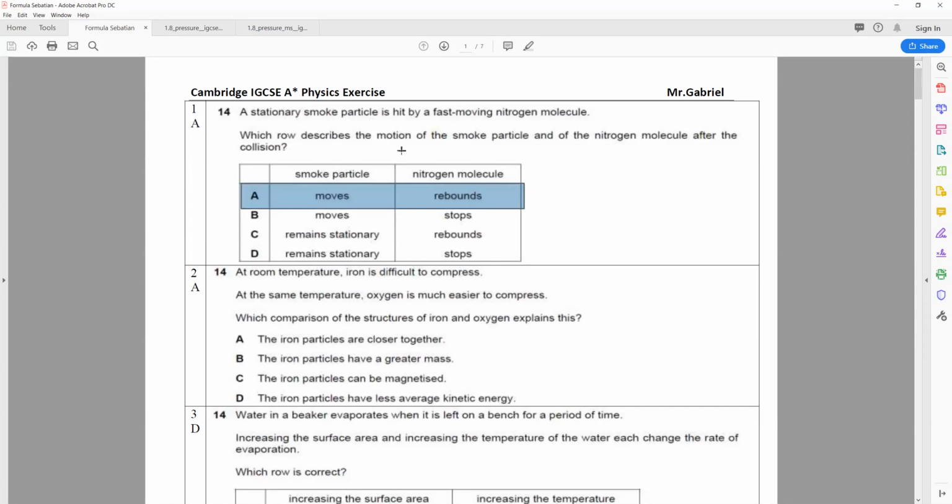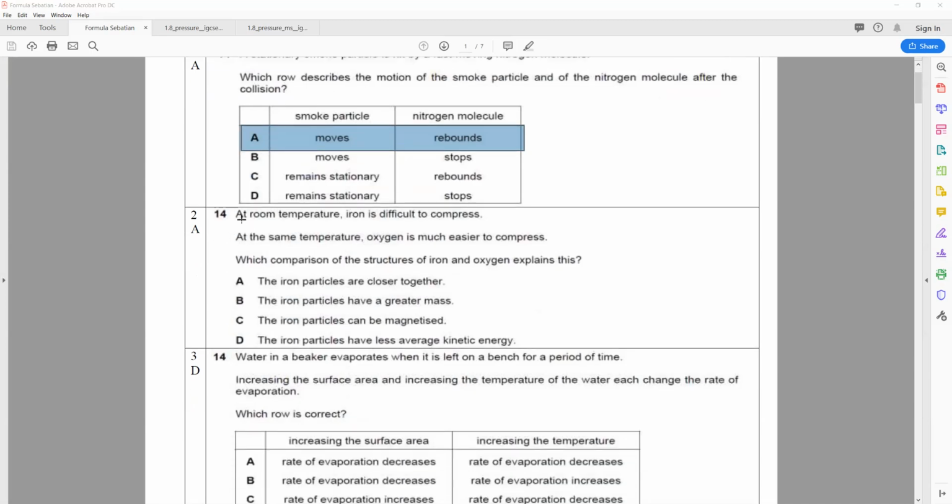So you'll see these kinds of questions quite often in your IGCSEs and you have to be very careful with these types of questions. Now, the second question here. They say at room temperature, iron is difficult to compress. At the same temperature, oxygen is much easier to compress. Which comparison of the structure of iron and oxygen explains this?